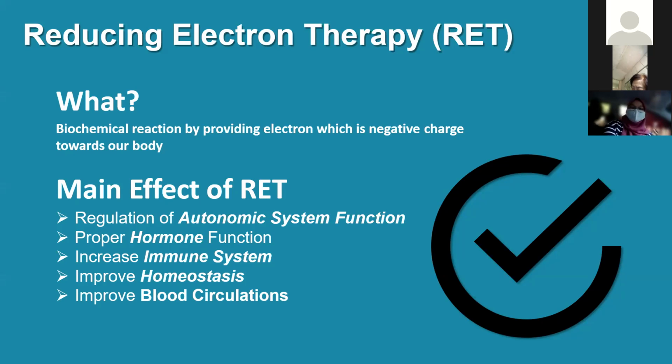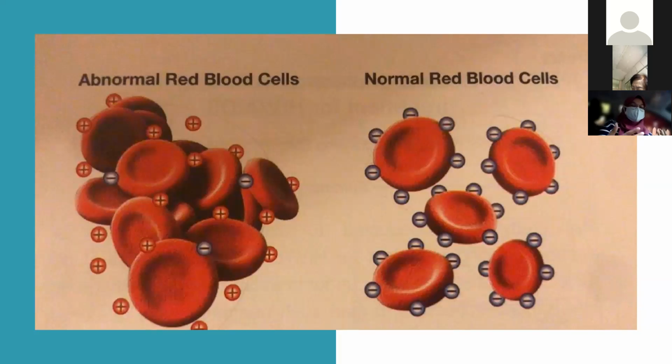All right. I just want to show you, we can see the blood inside your body. On the left side, this is the abnormal red blood cell. You can see the positive and negative side is clamping, so it shows that your blood circulation is not good at all.